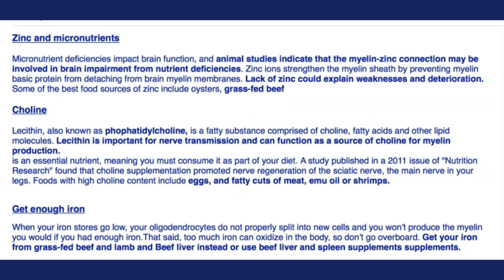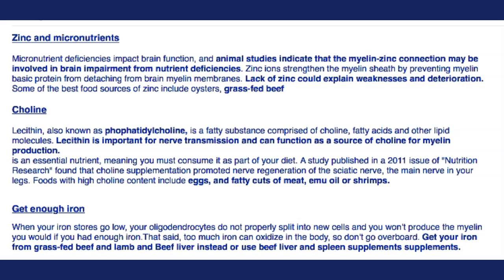Micronutrient deficiencies impact brain function, and animal studies indicate that the myelin-zinc connection may be involved in brain impairment from nutrient deficiencies. Zinc ions strengthen the myelin sheath by preventing myelin basic protein from detaching from brain myelin membranes. Lack of zinc could explain weaknesses and deterioration. Some of the best food sources of zinc include oysters and grass-fed beef.